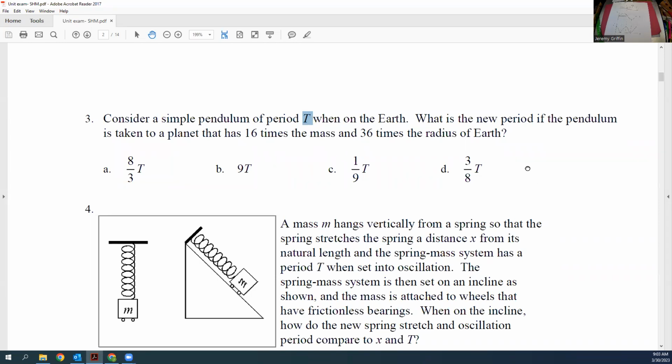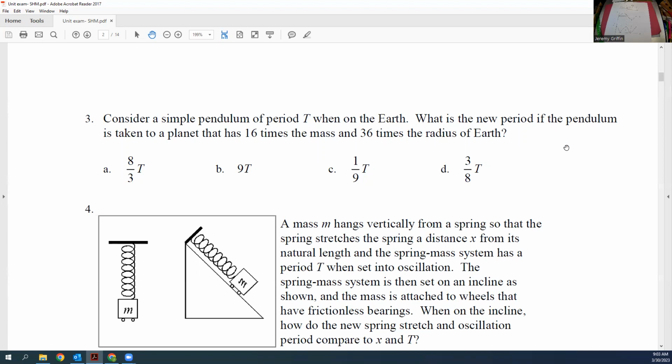on this planet. Here, I'll help you guys out a little bit because there's a middle step you have to do. So 16 times the mass and 36 times the radius. If we're talking about a pendulum swinging back and forth, that's going to affect the time period of the pendulum. There you go, gravitational acceleration, the gravity field of the planet. So first thing you have to do is figure out what is the gravity field of the planet, or at least what it is in proportion to the base planet, which is Earth.